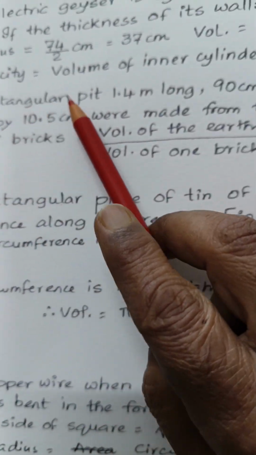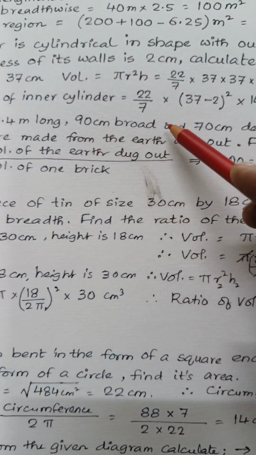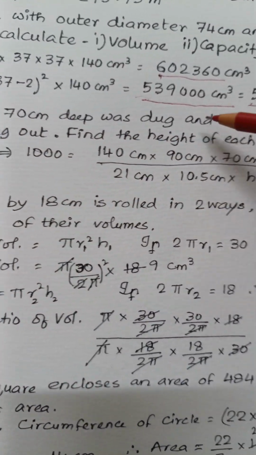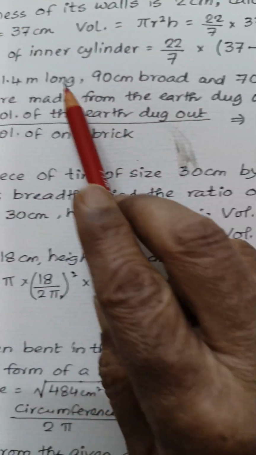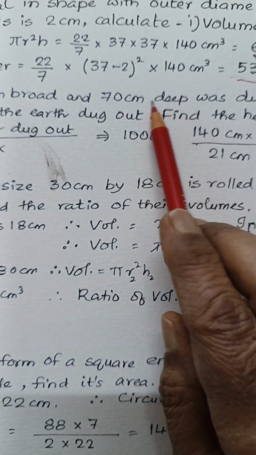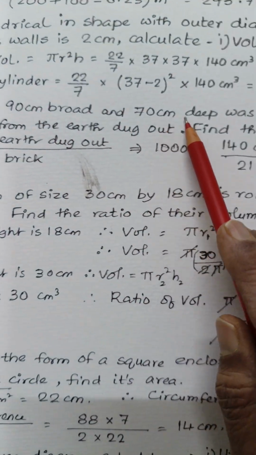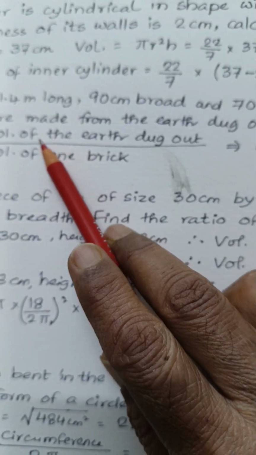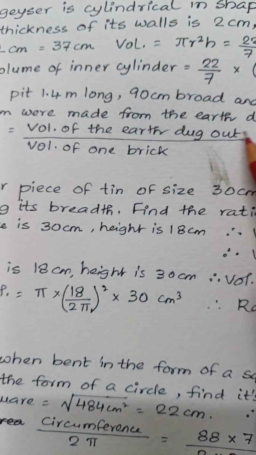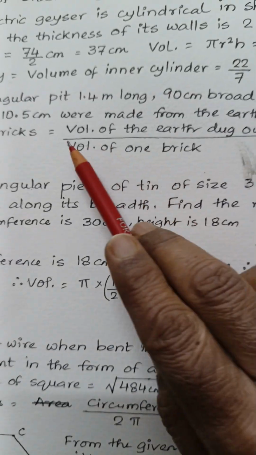Coming to number 4, rectangular pit. A pit has been dug out. From there, the soil has been taken out. How much? The volume of this pit is 1.4 meter by 90 centimeter by 70 centimeter. You have to find the volume of the earth dug out divided by volume of one brick. How many bricks will be made?